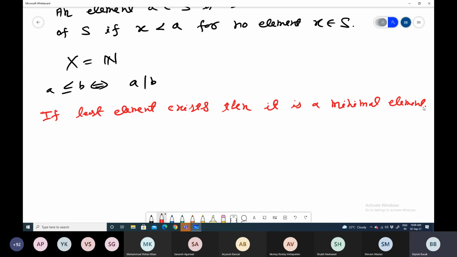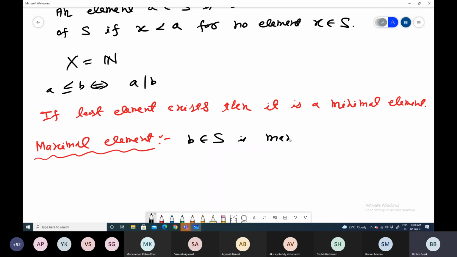Now similarly, you can define maximal element. An element P belonging to S is maximal if there is no X in S such that P less than X.